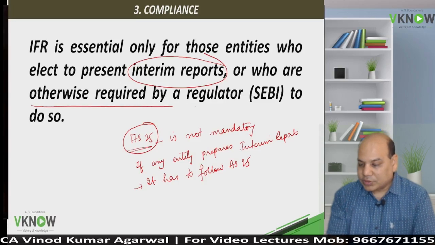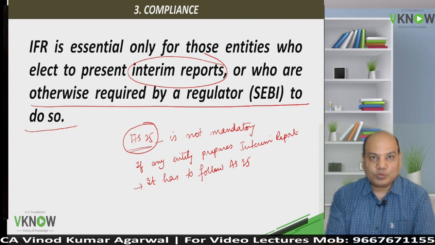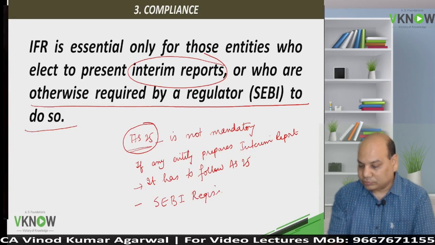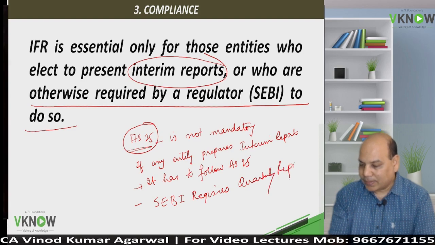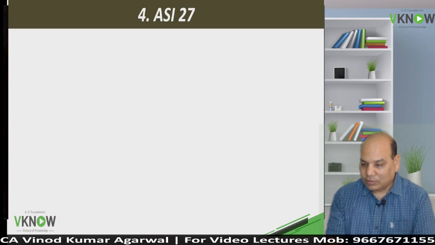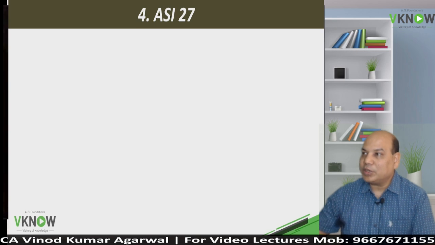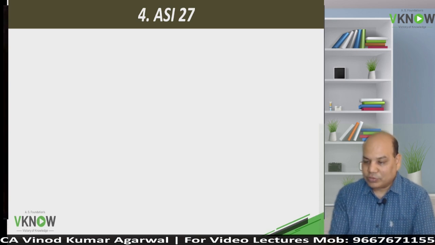However, some companies may be required by SEBI to prepare interim report. So those companies have to prepare interim report. So SEBI requires quarterly reports. So those companies will prepare quarterly report. That is the requirement of SEBI, not the requirement of AS25. There is one accounting standard interpretation 27 also.